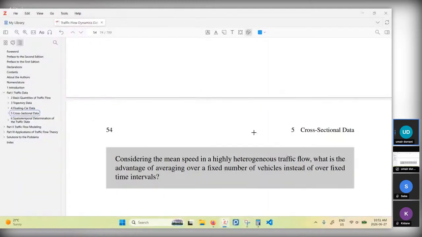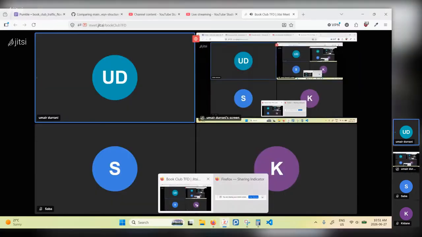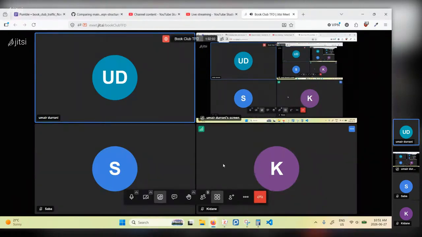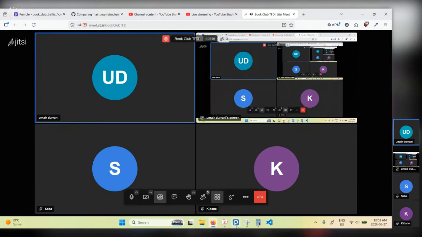So far, we have discussed that detector data will aggregate the variables for delta t and then send that to the traffic control center. Here, the question is asking, what is the advantage of not doing that, but instead averaging for every n number of vehicles, for example, every 50 vehicles. So, what do you think is the advantage of averaging over n vehicles instead of delta t? Any ideas?